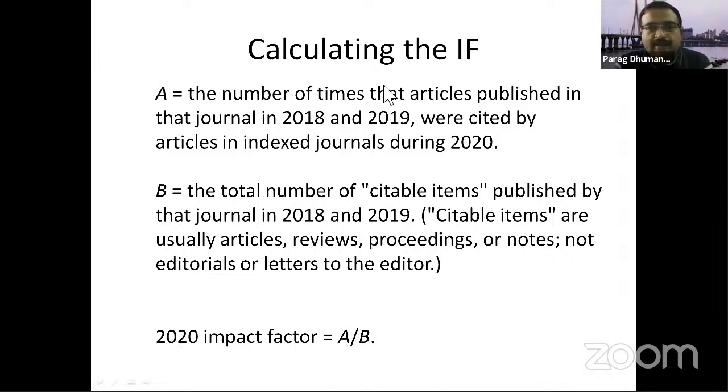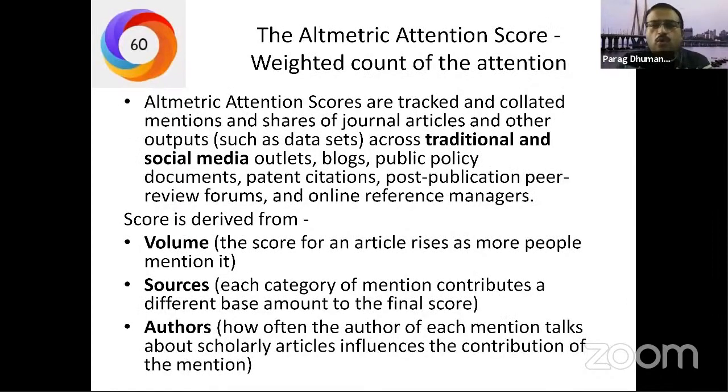So these are the items cited and these are the items published. So cited items upon the citable items. Then this is a new score which gives the weightage or the impact of the article in a less scientific and more social world, like the social media outlets, blogs, and publicity. Each color represents each type of social media. So a score is derived from the volume, source, and the authors.